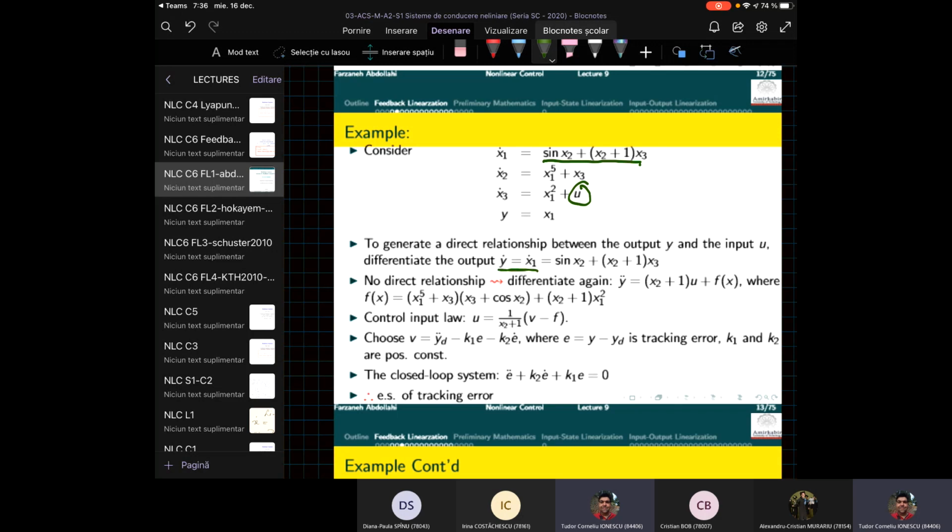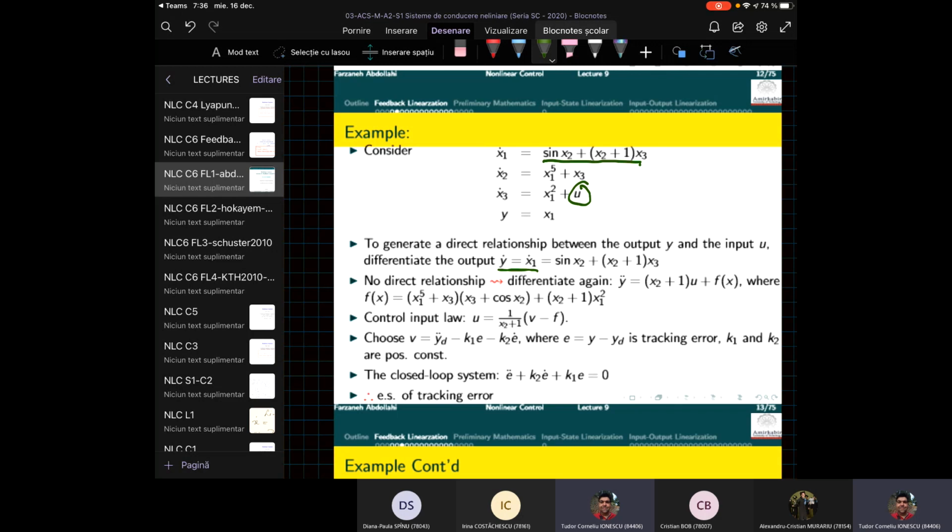You start differentiating y, because the output depends on the states, but the states have dynamics. The states are characterized by dynamics. Then if the states have dynamics, let's use them. How? Differentiate. You differentiate once, y dot. So you differentiate the output. y dot is x1 dot.